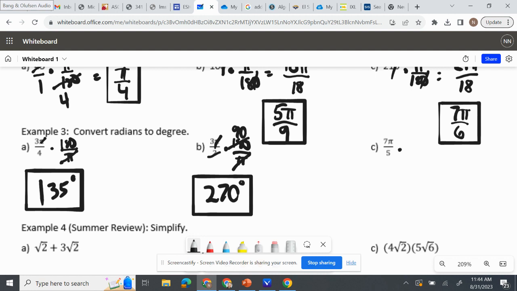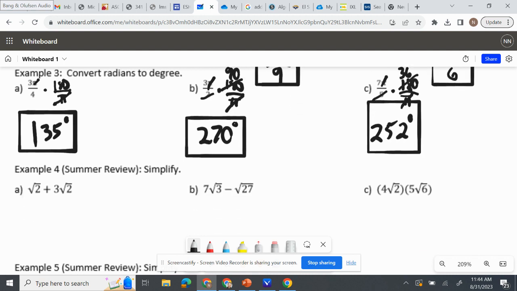And then for our last one, once again, we multiply by 180 over pi. The pi's cancel. 5 goes into 180 36 times. 7 times 36 gives us 252 degrees.